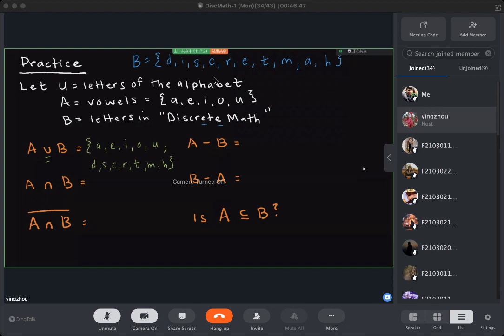The intersection would be only those elements that are in both A and in B. So I can see here I've got an A in both sets. I've got an E in both sets. I've got an I in both sets. I don't have an O and I don't have a U. So the intersection would just be A, E, I, and the O and U are not contained in the word discrete math.